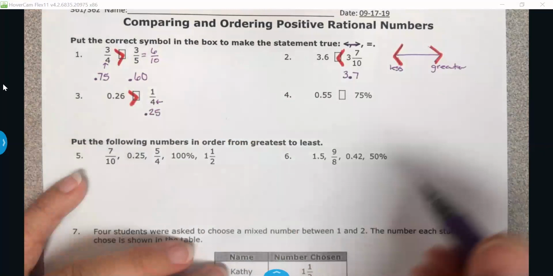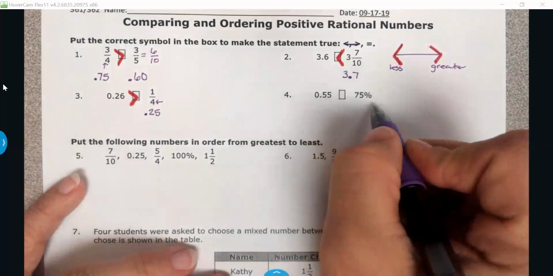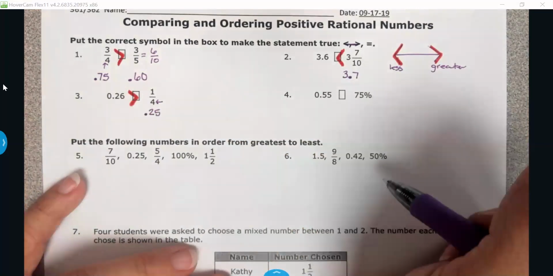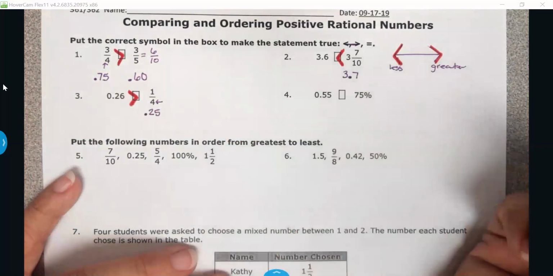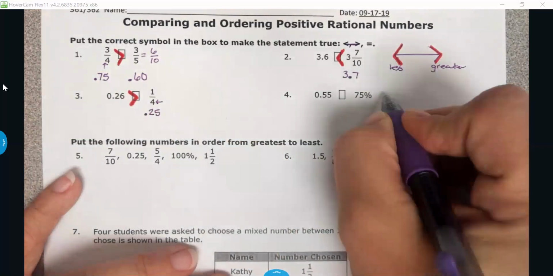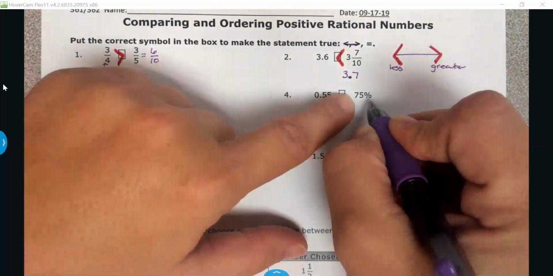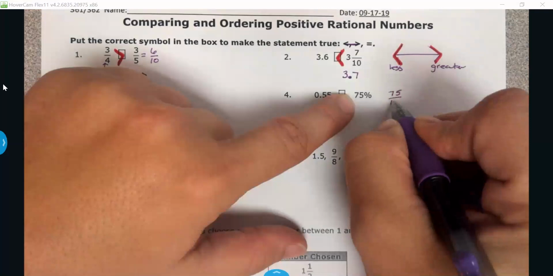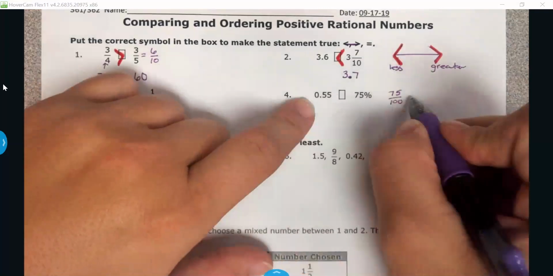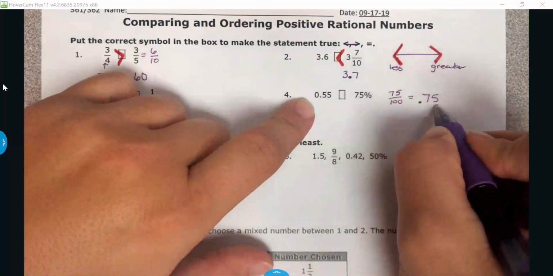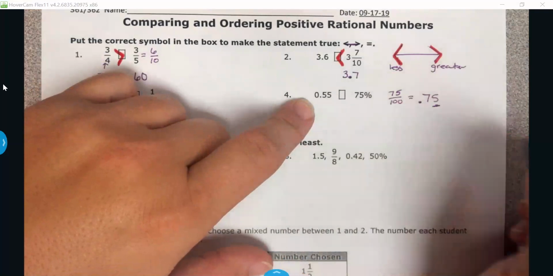Number 4, this is a decimal, this is a percent. Now in the previous video, I said we have to change percents every single time to a fraction or to a decimal. So 2 ways I can do it. I can say, well, percent is out of 100, so 75 hundredths. However, this is a decimal, so we can write it as a decimal, 0.75, because this is the hundredth spot right there. So 75 hundredths.